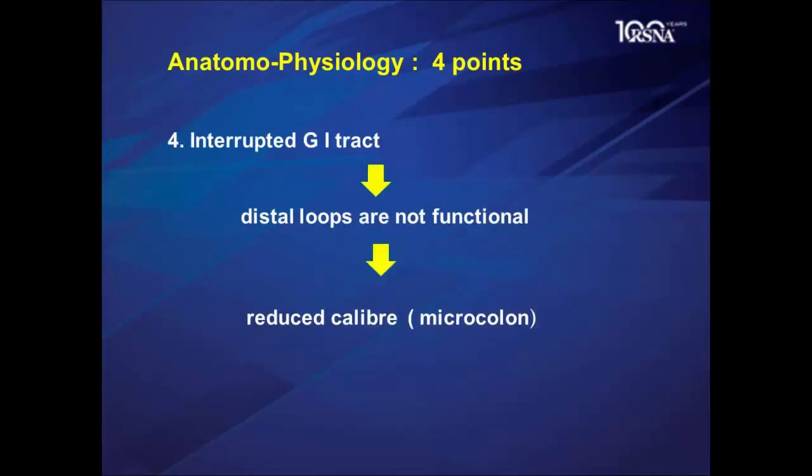Now, when this GI tract appears to be interrupted, what happens functionally is that the distal loops are not used, so the caliber is small, microcolon. This is an important semiologic finding, that if we do enemas, we'll try to identify that point, which helps us then make a strong basis for possible and most possible positive diagnosis.